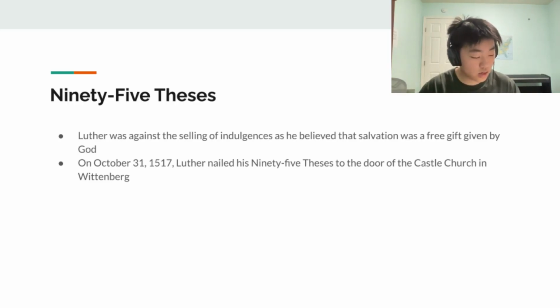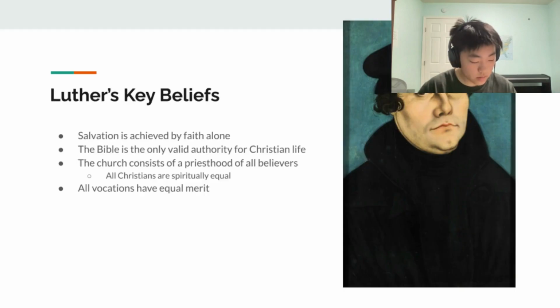And thus, on October 31st, 1517, he nailed his 95 Theses on the door of the Castle Church in Wittenberg, outlining why the church is in the wrong. Some of Luther's key beliefs are that salvation is achieved by faith alone, and the Bible is the only valid authority for Christian life. Thus, all church teaching should be based on the Word of God as revealed in the Bible.